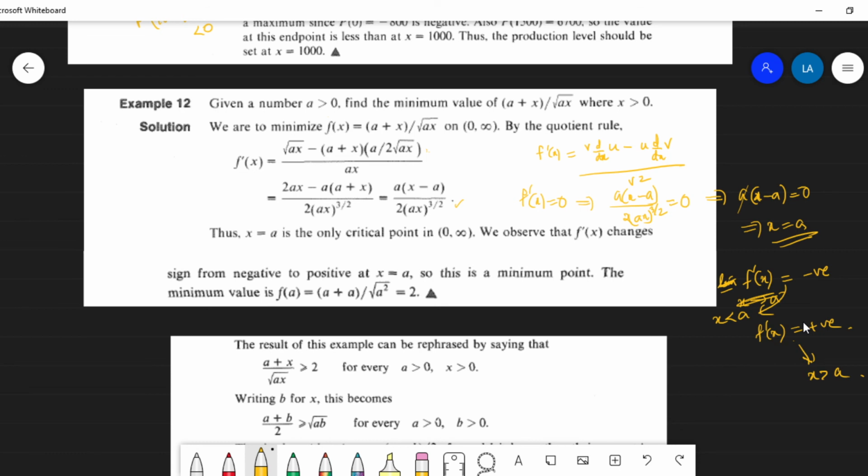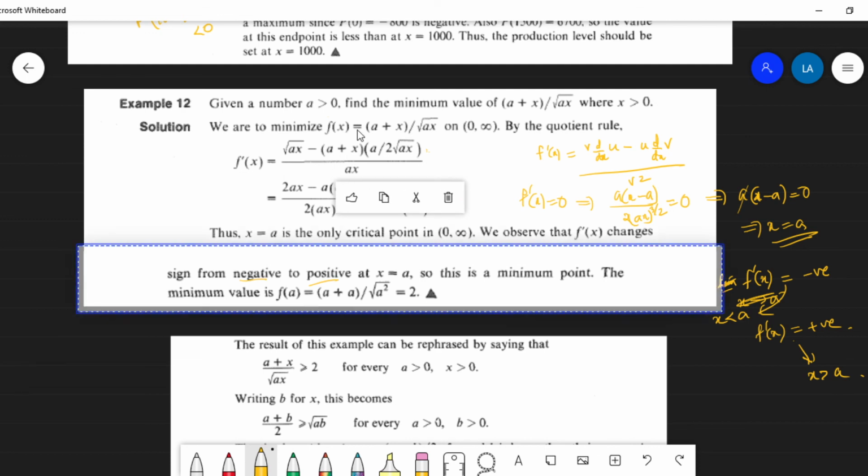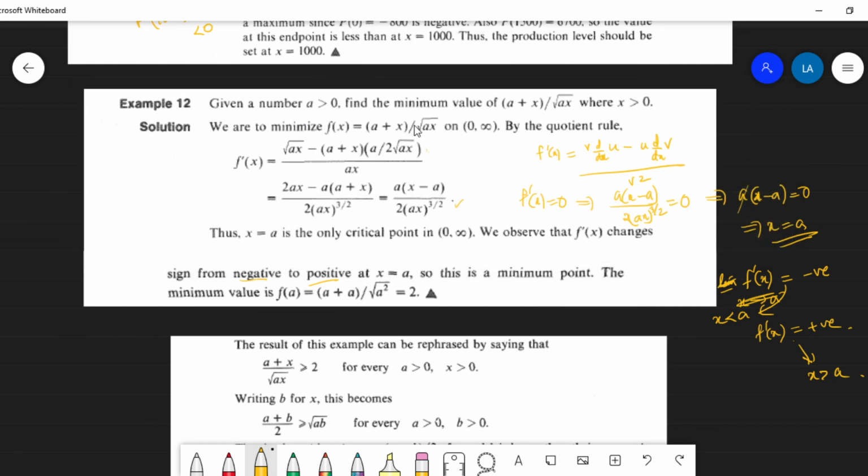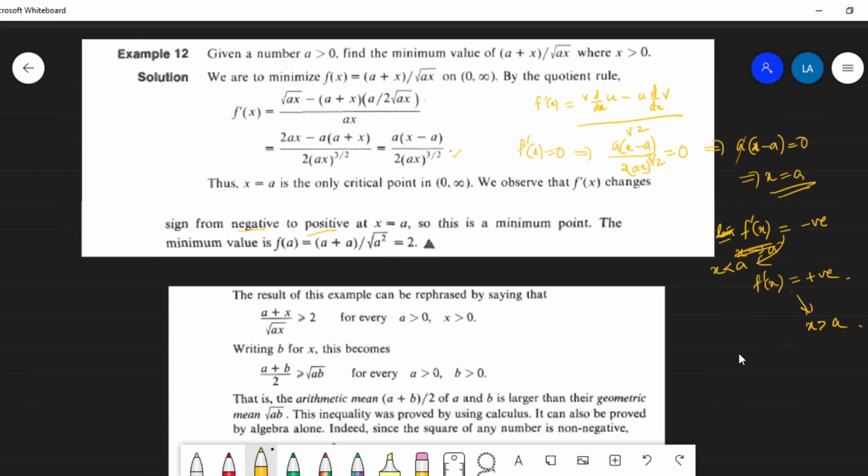That means it is a local minimum point, and since it is the only region we are considering, that is actually a global minimum point. And you can say that x is equal to a is a minimum point, and then you find the minimum value at a. For that, you just substitute instead of x, you can give f of a. So you get a plus a divided by root of a square, and that is equal to 2a divided by a. So you get that to be equal to 2. So 2 is the minimum value which is required in example 12. Okay, so that is example 12.